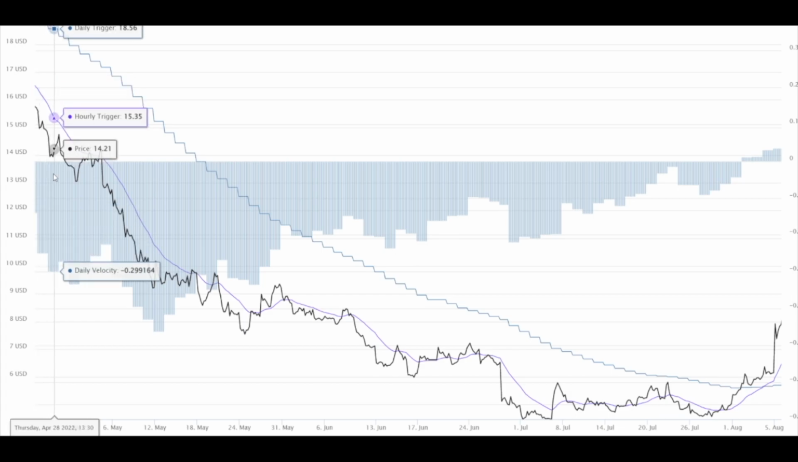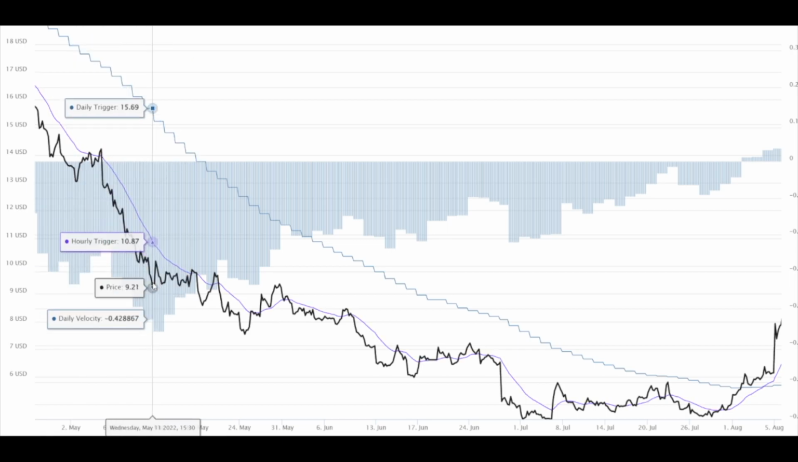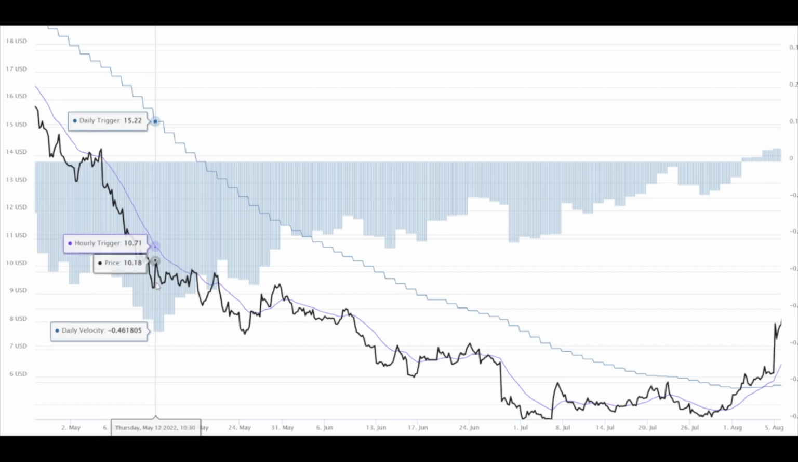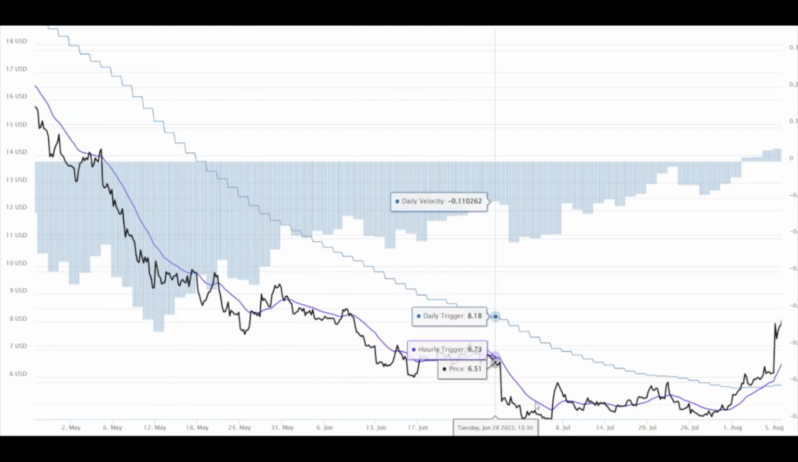So price makes a low here at 14 bucks and the daily velocity is negative 0.2. When price makes a new low at 13 bucks, the daily velocity is increasing to the downside, negative 0.33. And then when price makes this new low, the negative daily velocity is still increasing to the downside, negative 4.6. All right? But watch what happens on this new low, on this new low, and on this new low.